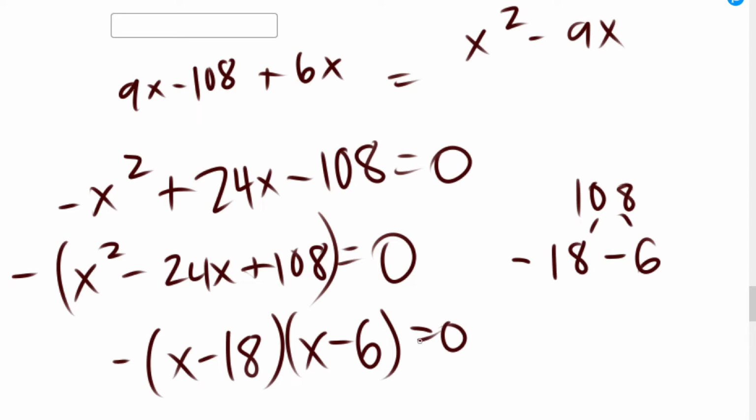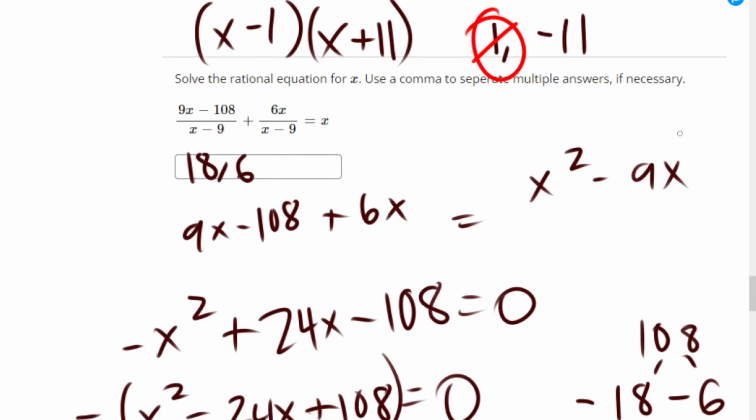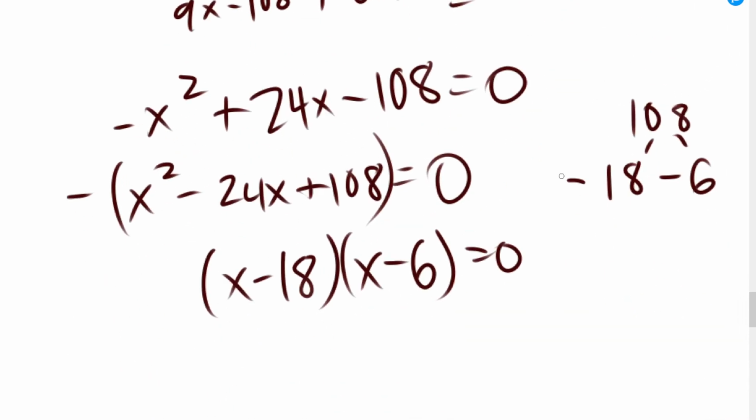This negative doesn't really matter. We can just get rid of it because it's not going to affect what our zeros are. So our zeros are going to be positive 18 and positive 6. 18, 6. And it looks like we wanted to find x. Yep, that will be our answer.